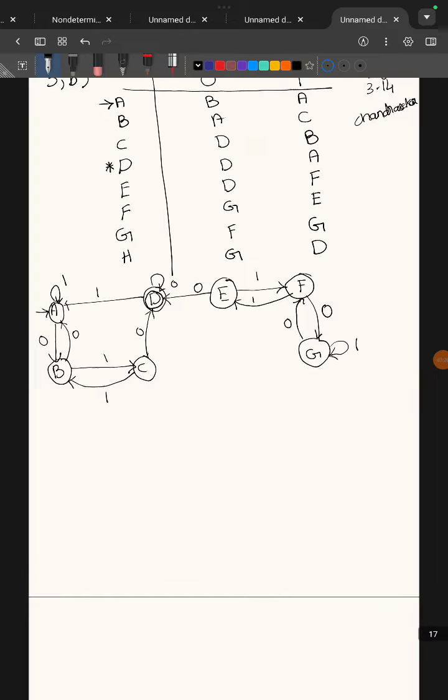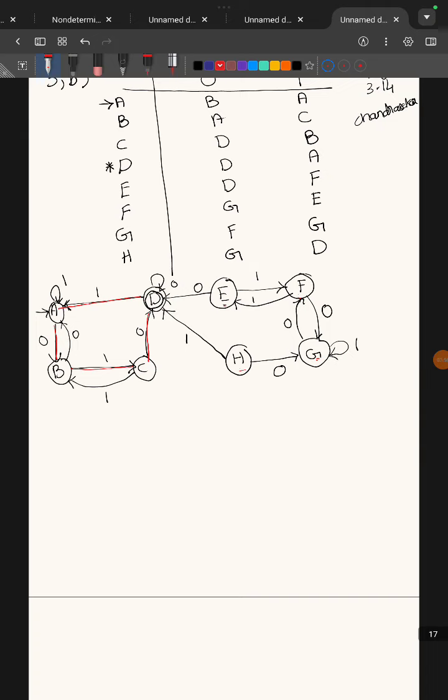Now H on 0 goes to G, and on 1 it goes to D. So this is the state transition diagram. If I start from A, I can reach B, I can reach C, I can reach D. From D I am going back to A itself. The states E, F, G, H are not reachable from starting state A, because from A there is no path to E, F, G, H.